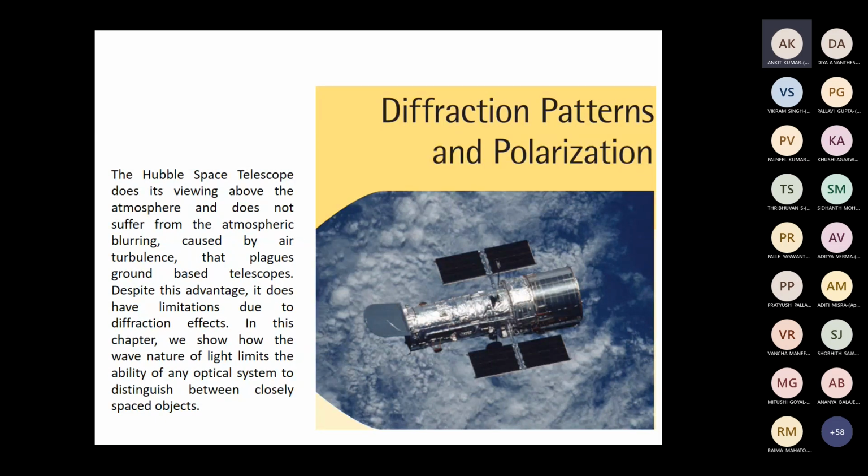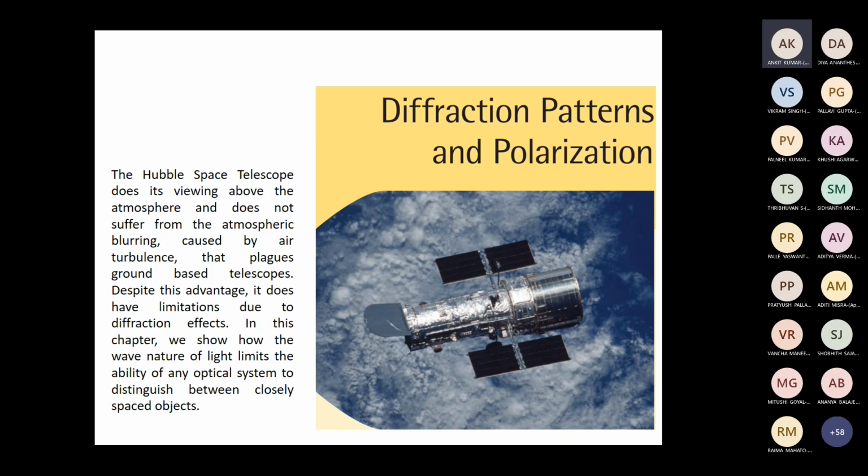You can see there is an image over there. The Hubble Space Telescope does its viewing above the atmosphere and does not suffer from the atmospheric blurring caused by air turbulence that plagues ground-based telescopes. Despite this advantage, it does have limitations, some limitations due to the effect of diffraction.